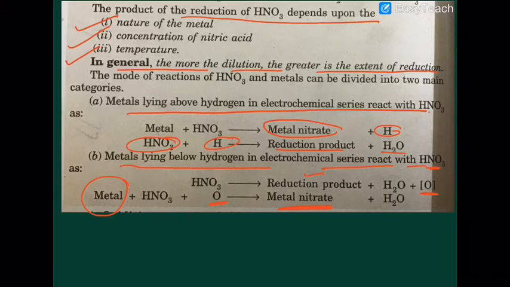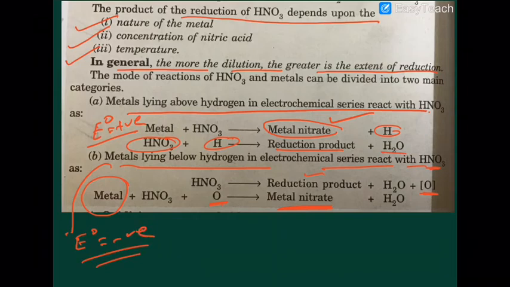Are you getting that now? So in case of metals which have positive E naught value, you get metal nitrate in the first step itself. While for metals in which E naught is negative, in the first step you get a reduction product, and then you get the metal nitrate in the second step. So, two different things you have to know.